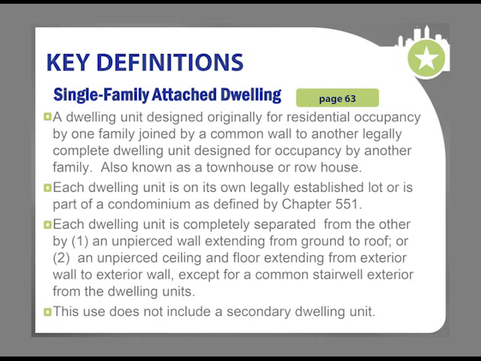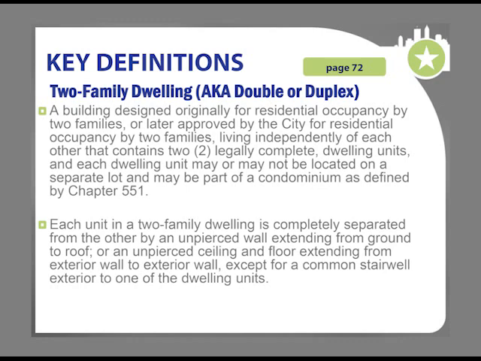When we're talking about single-family attached dwelling units, the last provision is important. This use does not include a secondary dwelling unit. We're talking about primary dwelling units for single-family attached. The next key definition is a two-family dwelling, also known as a double or duplex.